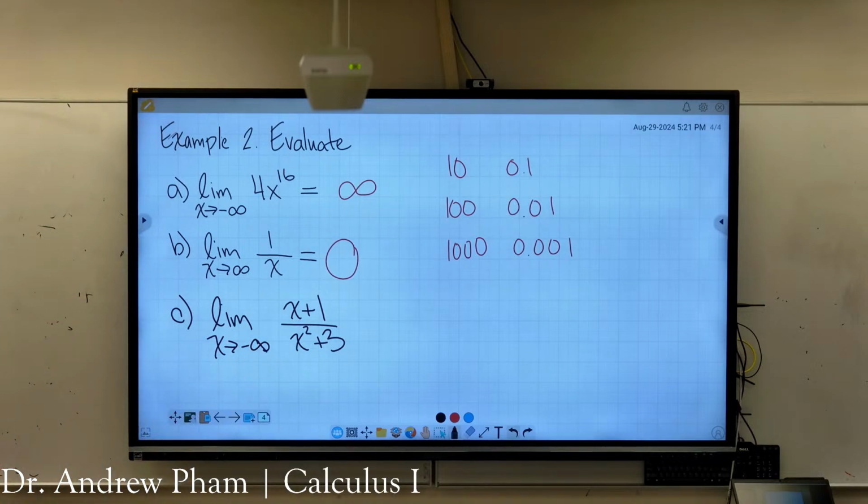On the top, if I just focus on x plus 1, and I plug in very large negative values, that's still going to be a really big negative number, right? So on the top, x plus 1: if I plug in a large negative number and add 1, that's still a big negative number. What about on the bottom, x squared plus 3? If I plug in a large negative number, what do you think is going to happen on the bottom?